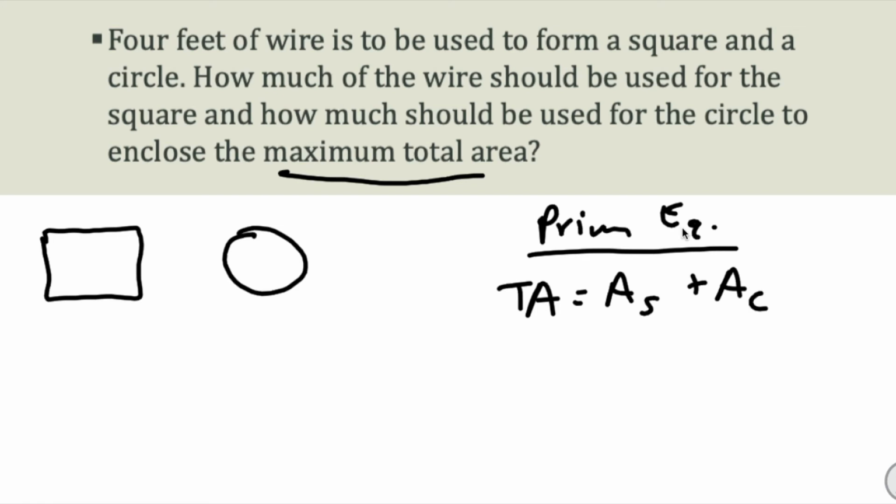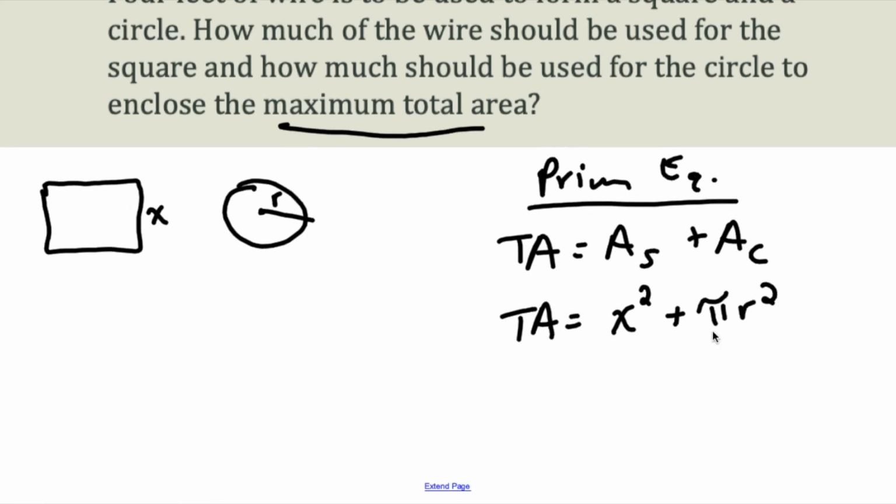Sorry. So you could use any variable you want to. I'm going to use x to represent the side length of the square. So my total area is going to be, the area of the square is x squared. And then for the circle, I'm just going to stick to my pi r squared. And you can see here we have a problem because these need to be the same variable. I have an x squared and an r squared.